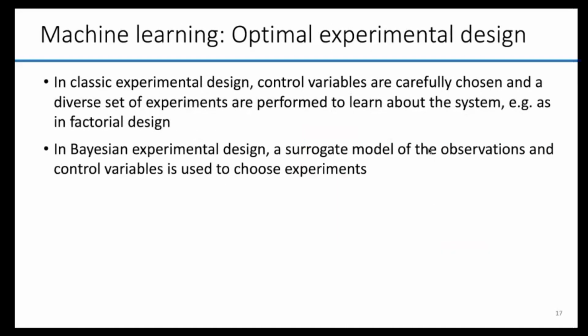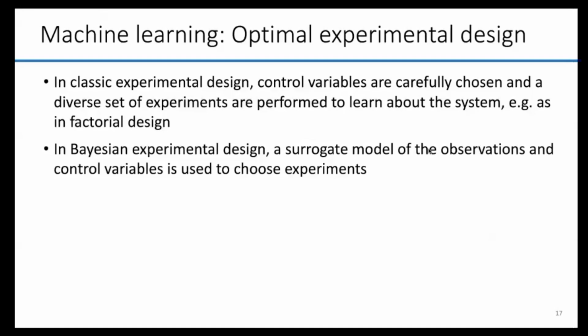In classic experimental design, the control variables are carefully chosen, and then you search that space in a way such that you can look at the relationship and get a diverse set of experiments. Perhaps you're already familiar with experimental design methods such as factorial design. In Bayesian experimental design, a surrogate model of the observations is used to help you choose which experiments to run. So I want to provide an overview of what Bayesian or optimal experimental design looks like in a general context.